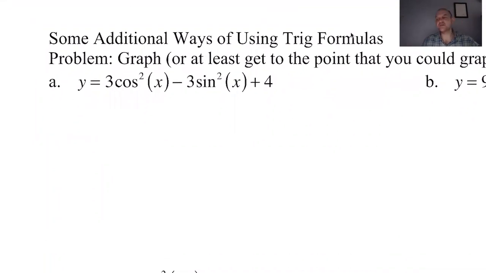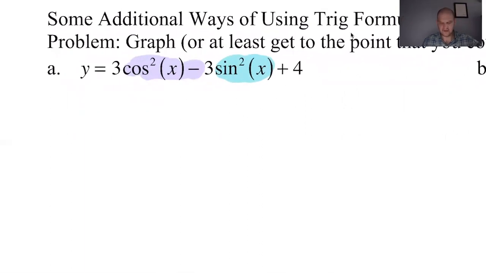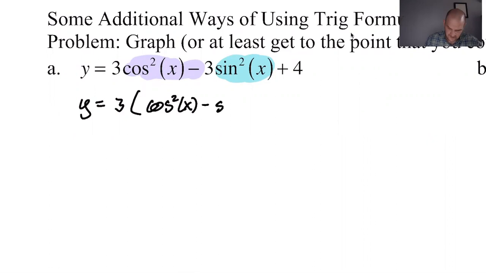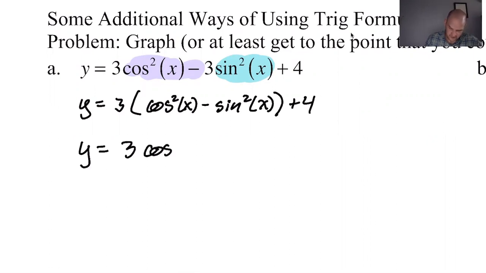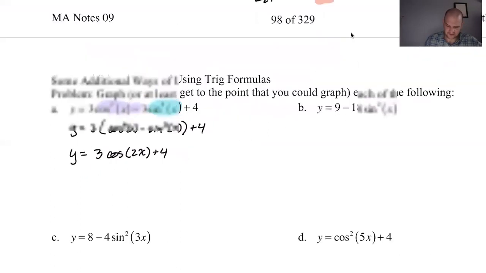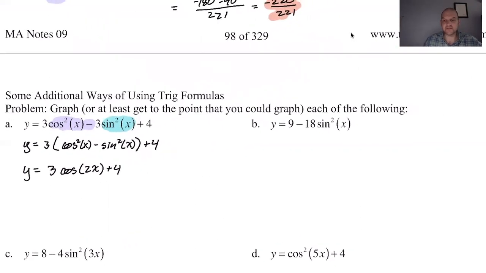So to me, I'm always looking for the 14 formulas in these. I look at this and I see that we have a cosine squared minus a sine squared, and conveniently they have the same coefficient. So I'm going to take that coefficient out and say this is y equals 3 times cosine squared minus sine squared, and then plus 4. And then I know that cosine squared minus sine squared is the cosine of 2 times whatever you're dealing with, so 2 times x, plus 4. And you could definitely graph that if you wanted to. So I'm going to stop that there.